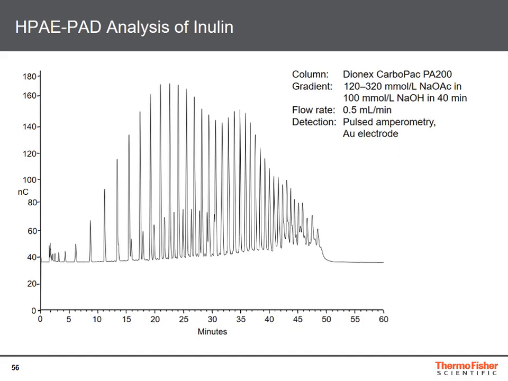What we also see is that we have a very shallow gradient approach in this case to get this superior resolution which you see in this slide. The little hump at the end of the chromatogram is due to high molecular weight compounds in this particular sample.